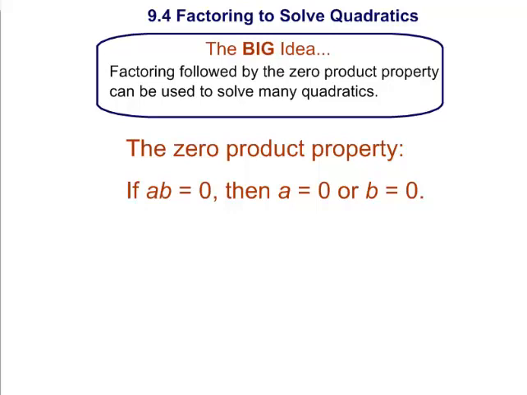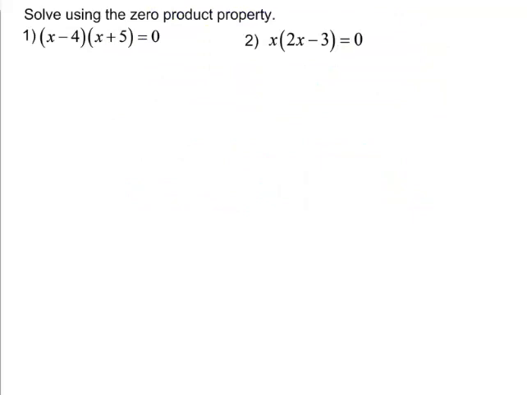The zero product property is something that we're going to have to talk about when factoring to solve quadratics. The zero product property says if a times b equals 0, then a equals 0 or b equals 0. No duh, it's a product property, because of course one of them has to be 0. That's the only way that we can multiply and get 0. All right, so let's look at what we're going to do with this. Solve using the zero product property.